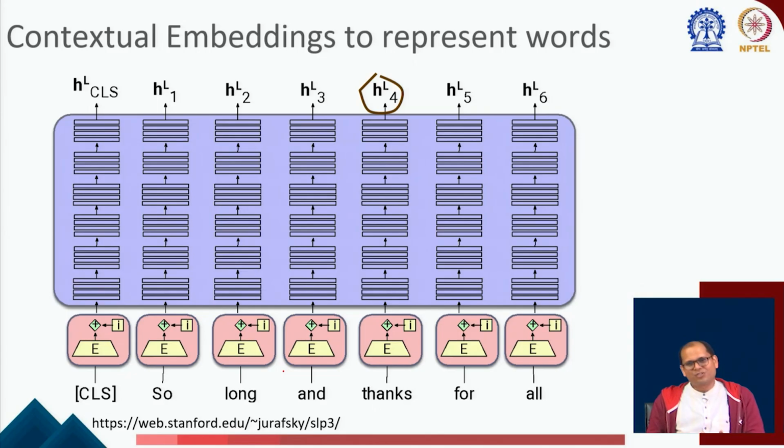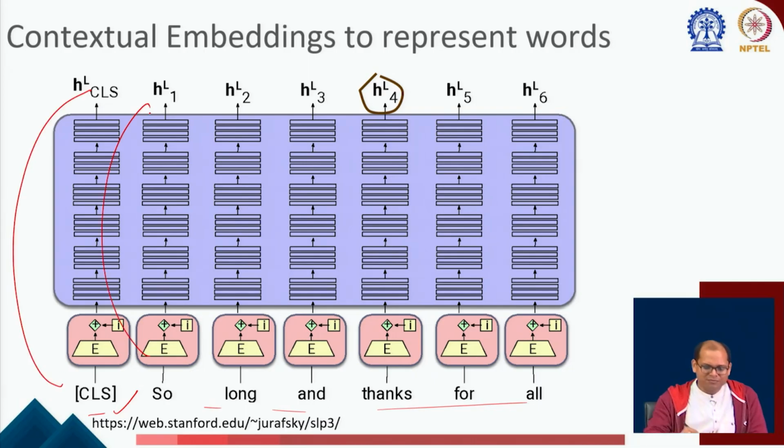Now, one important thing that we do with the encoder models is to learn contextual representations. You feed in the tokens, the CLS token you will typically always prepend to the sequence, and then the sequence, so long and thanks for all the. What you get is the contextual embedding of each word in the input at the last layer. So if you want the contextual representation for thanks, you just take the last layer's hidden state for it, and that will be my contextual representation.